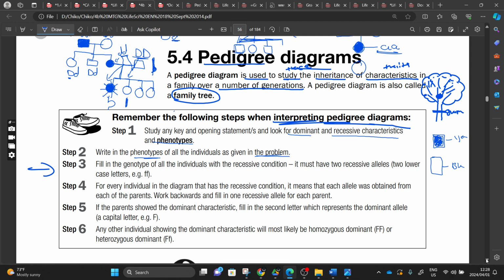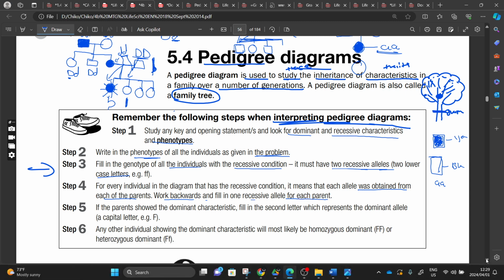And then number 3, fill in the genotypes of all the individuals with the recessive condition. It must have 2 recessive alleles, 2 lower case letters. So in an example, they will say that yellow bone is caused by a recessive, or the one that is not shaded is caused by a recessive. Then you will have to come here and say small letter a for all those who are recessive. And then for every individual in the diagram that has the recessive condition, it means that each allele was combined from each of the parents, right? Work backwards and fill in one recessive allele for each parent.